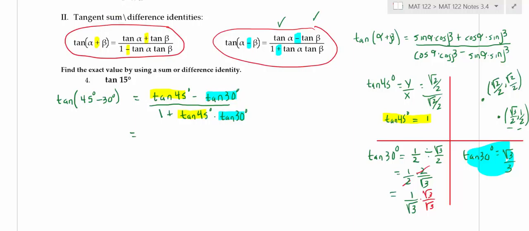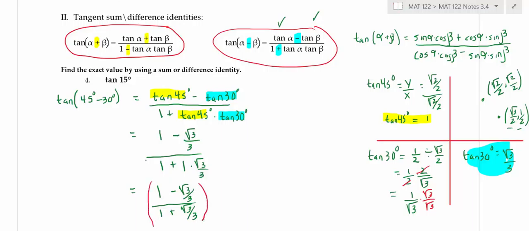Okay? All right, so now let's go ahead and plug this in. So this is going to be 1 minus square root of 3 over 3 over 1 plus 1 times square root of 3 over 3. We're going to have a lot of algebra that we've got to deal with in this problem. So I'm going to write this as 1 minus square root of 3 over 3 all over 1 plus square root of 3 over 3, like that. Now, there's two things we have to accomplish. The first thing is we have a complex fraction, so we need to multiply the top by 3 and the bottom by 3.